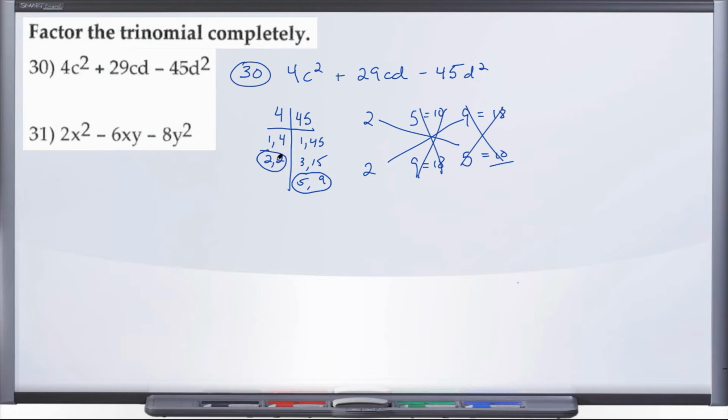So if we try 2 and 2 and 3 and 15, well, let's see. 2 times 15 gives us 30. 2 times 3 gives us 6. So a 30 and a 6, can we somehow get a positive 29 out of those? No. And so we can try 2 and 45 gives us 90. 2 times 1 gives us 2. So we have a 90 and a 2. Can we get a 29 out of those? No. And then you can go through and try your 1 and 4 with each of these combinations. But again, I don't think you're going to be able to find anything.